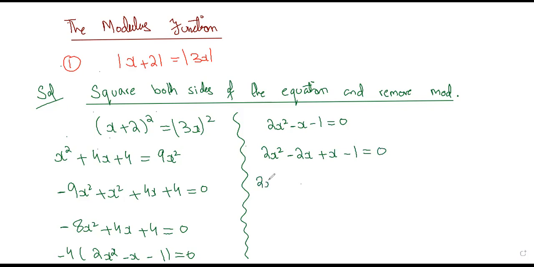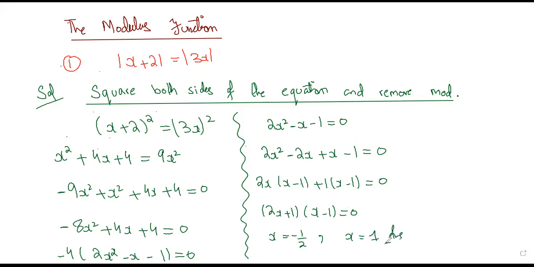I can take 2x common, x minus 1, then 1 common, x minus 1 equals 0, and it would give me 2x plus 1 and x minus 1 equals 0. So this would give me x equals minus 1 by 2, and it would give me x equals 1 as the answer. So I will give you a detailed summary about this topic, so please pay attention.